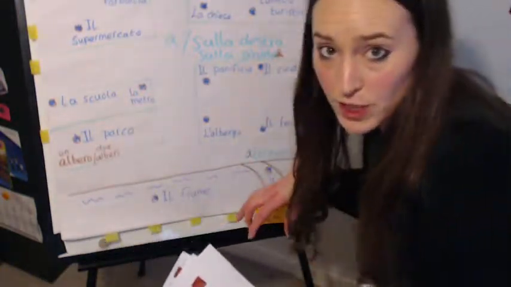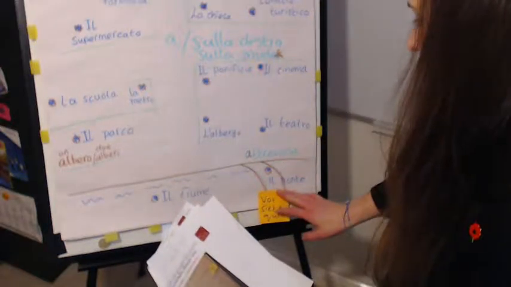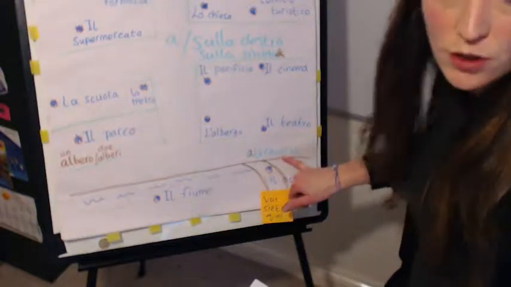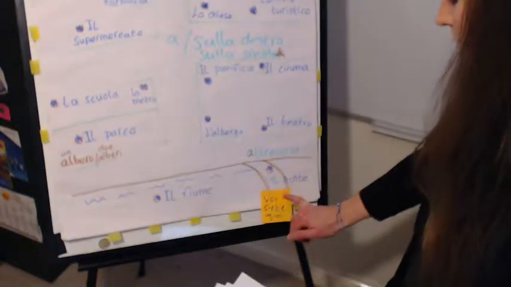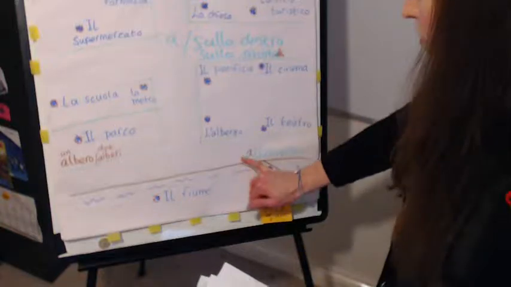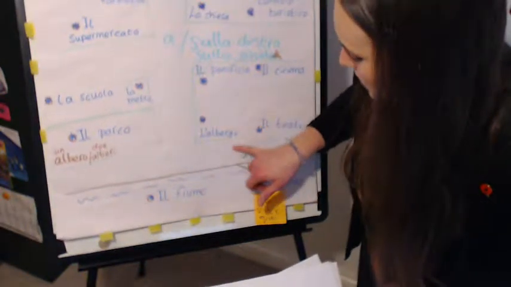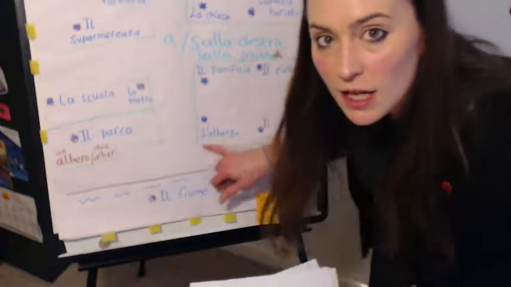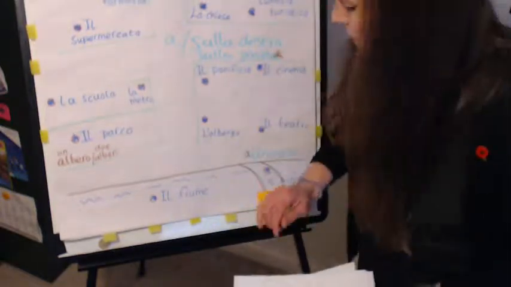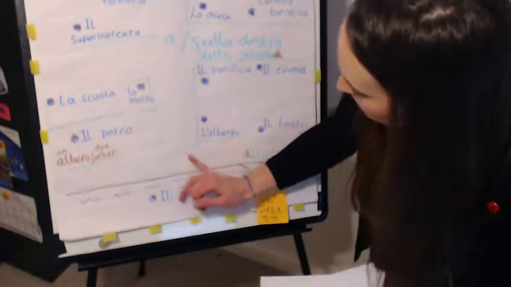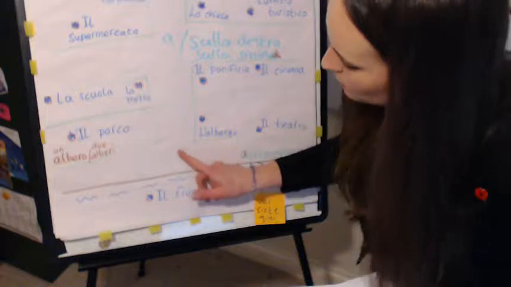So, okay, da qui, so from here, vada attraverso il ponte. So that means attraverso, go across the bridge. Didn't write that down, but it's written here. Vada adesso attraverso il ponte, poi continui fino all'albergo. Continue as far as the hotel. Poi prenda la prima strada a destra. Okay, take the first right.